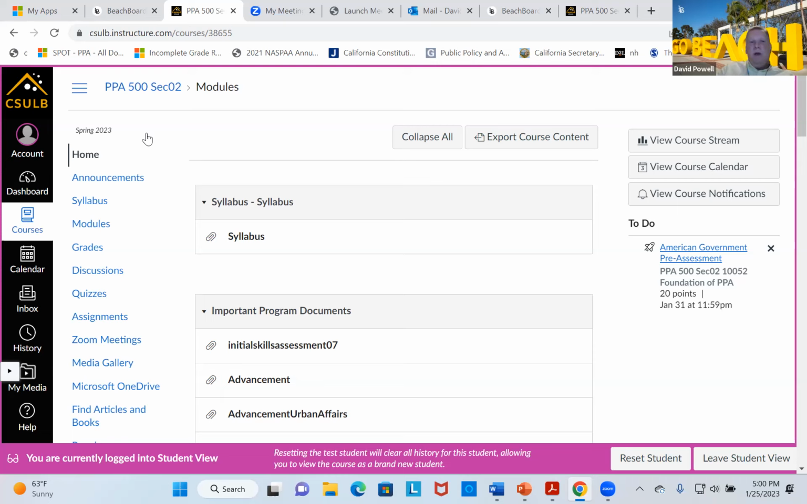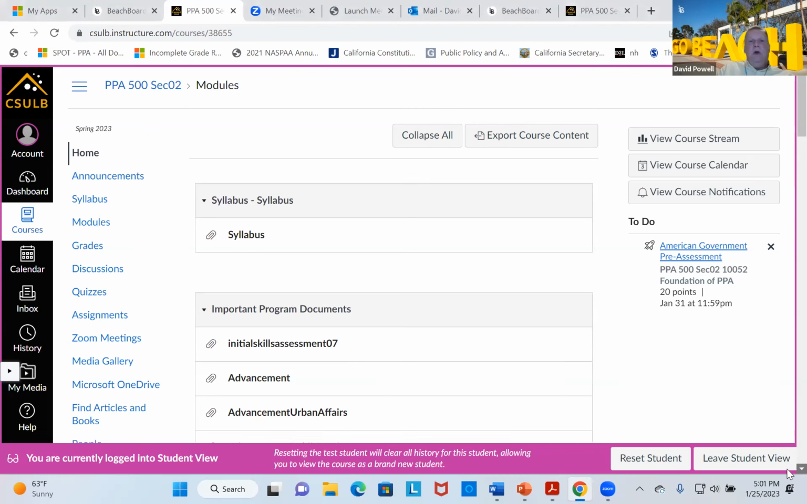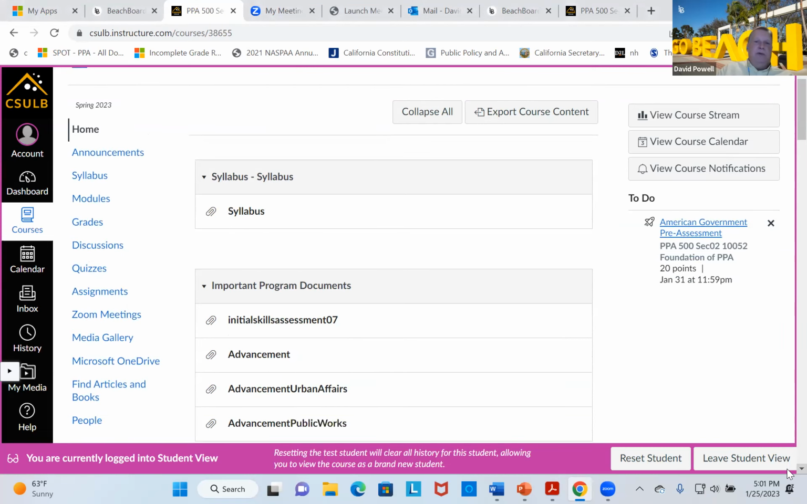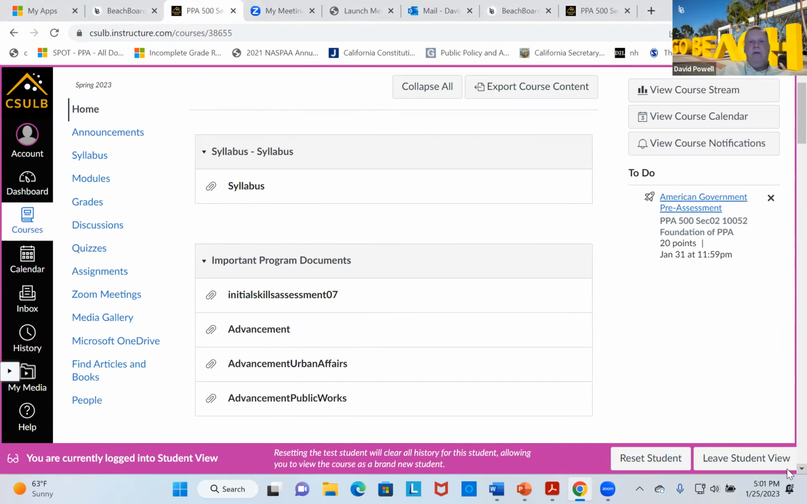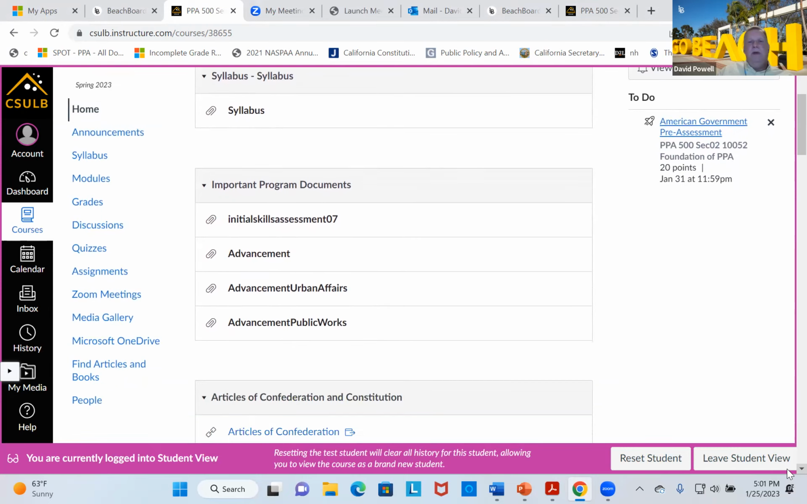So this is what your Canvas site should look like whenever you log in. Let me move this over a little bit. I've put it in the student view, so it should look a lot like the way it looks for you. It's broken down by modules. And you'll see the syllabus is there if you need to download another copy of the syllabus.